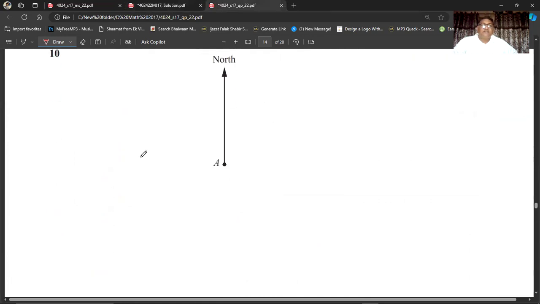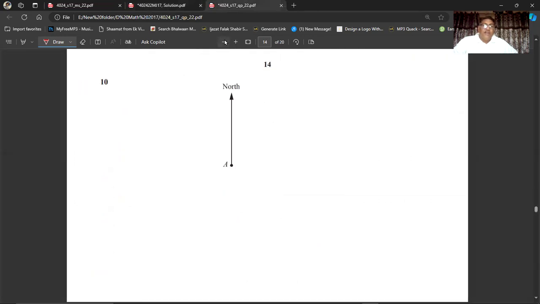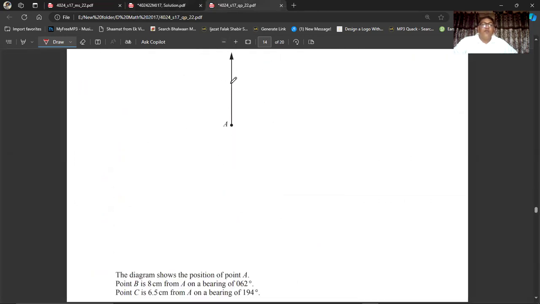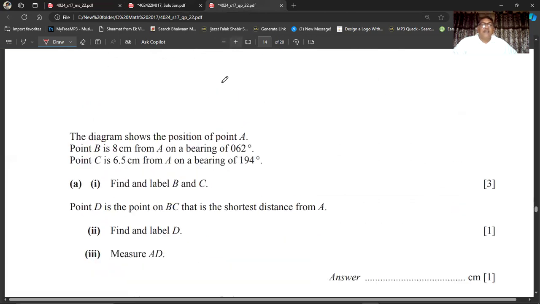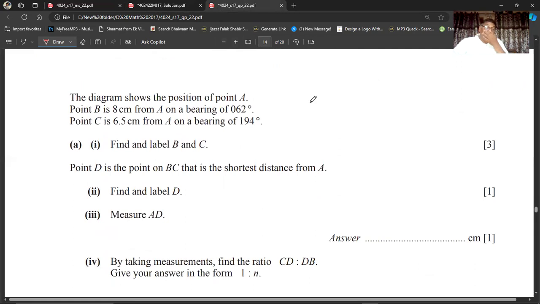Hopefully you understand. Okay, so here we have question number 10. Here we have a point A, and this is the north. This says the diagram shows the position of the point A. Point B is 8 centimeters from A on a bearing of 62, and the point C is 6.5 centimeters from A on a bearing of 194.